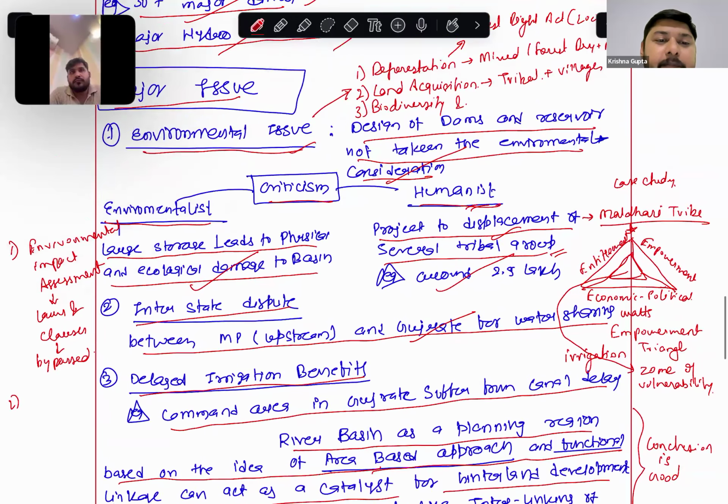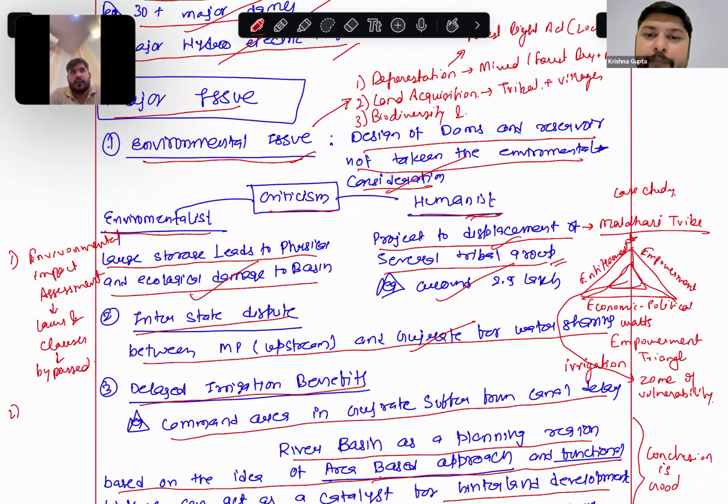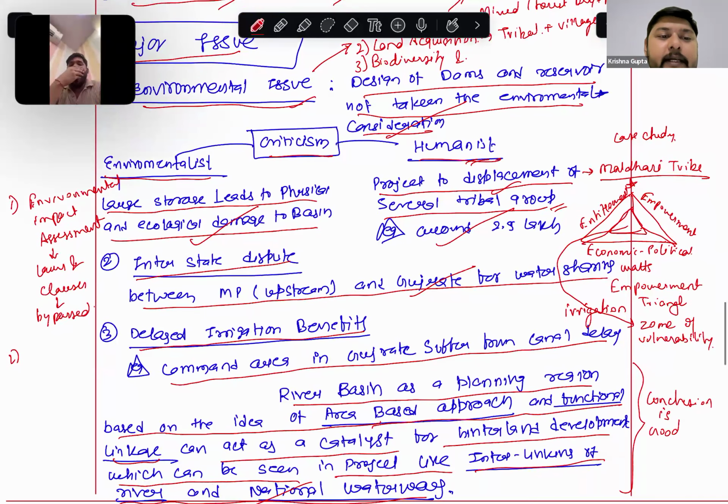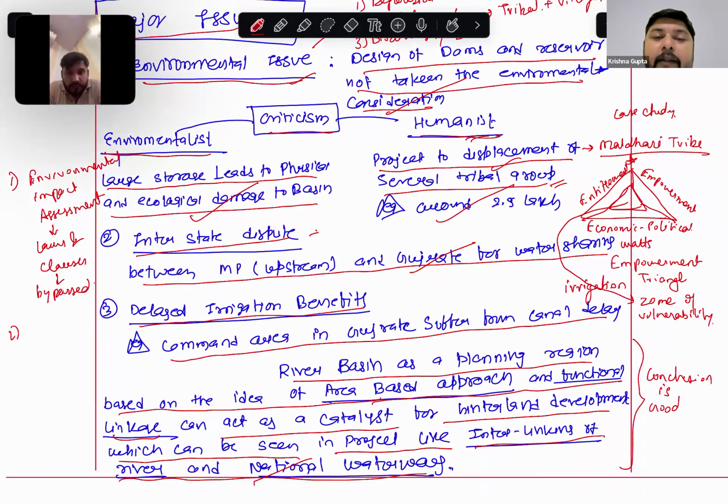फिर क्रिटिसिज्म में ह्यूमनिस्ट अप्रोच ऐड किया, एनवायरमेंटलिस्ट हमने ऐड किया. अभी नहीं देखते इंटर स्टेट डिस्प्यूट बिटवीन, सो दिस वाज अफेक्टिंग द फेडरलिज्म. ओके, देन लार्ज स्टोरेज लीड्स टू फिजिकल एंड इकोलॉजिकल डैमेज टू द बेसिन, ये कर लिया हमने. Delayed irrigation benefits. Command areas in Gujarat suffer from canal irrigation delay. Okay, so certain parts we have completed here.